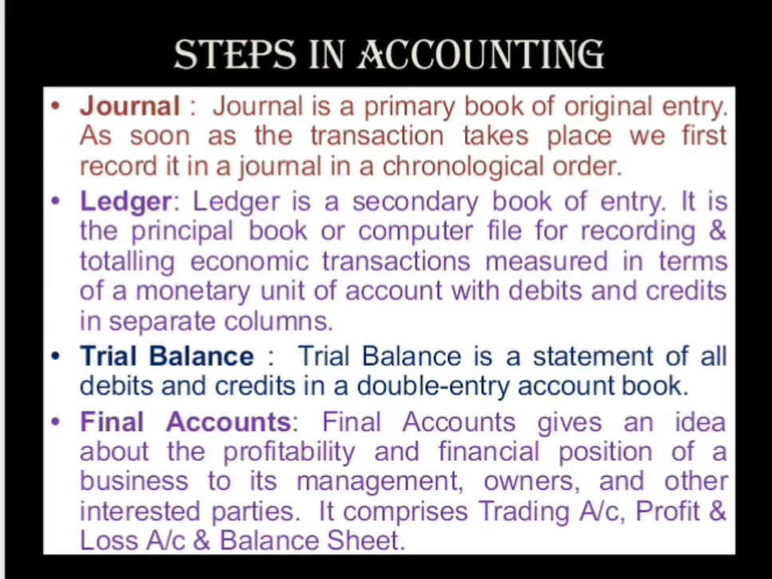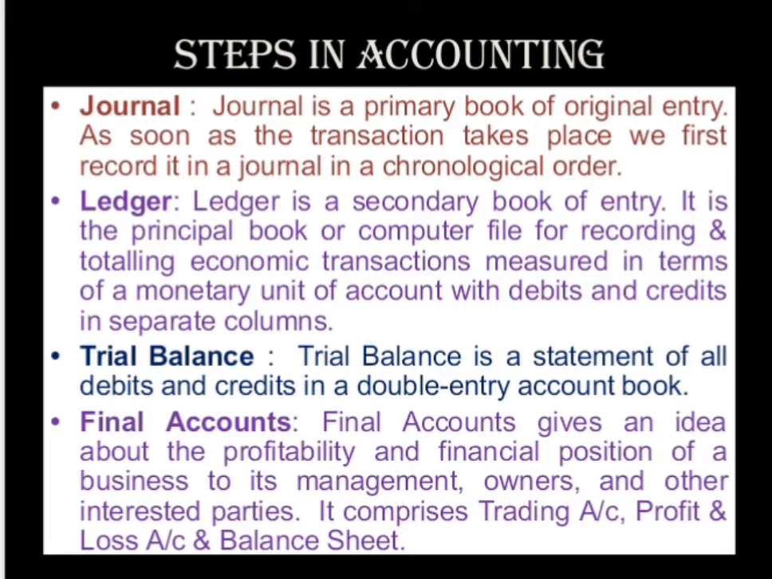Now see the steps in accounting. Actually, we have already studied in 11th standard journal, ledger, trial balance, and the final accounts. In 11th standard, we studied the final accounts of sole proprietorship, but now we are going to learn the final accounts of partnership. You see the journal. Journal is a primary book of original entry. As soon as the transaction takes place, we first record it in a journal in a chronological order.